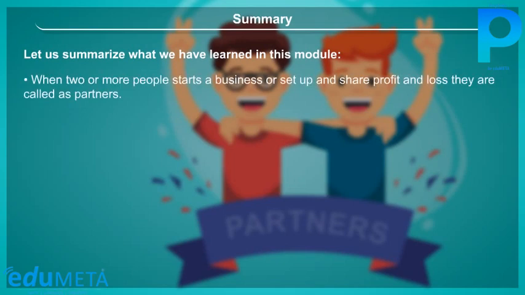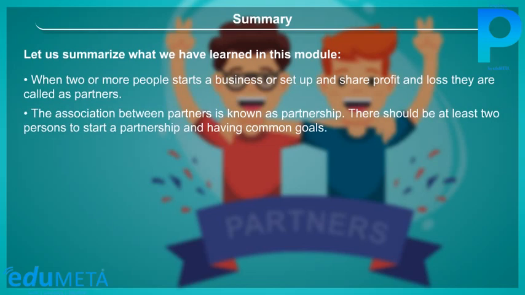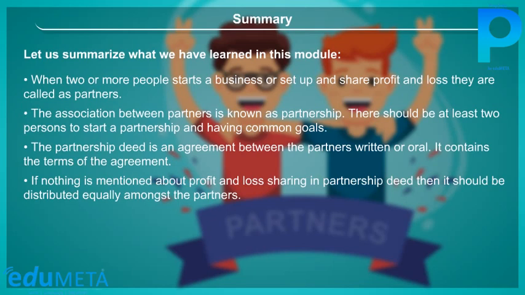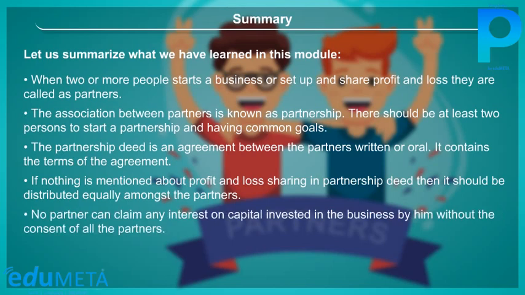When two or more people start a business or set up and share profit and loss, they are called partners. The association between partners is known as partnership. There should be at least two persons to start a partnership, having common goals. The partnership deed is an agreement between the partners, written or oral. It contains the terms of the agreement. If nothing is mentioned about profit and loss sharing in the partnership deed, then it should be distributed equally amongst the partners. No partner can claim any interest on capital invested in the business by him without the consent of all the partners.